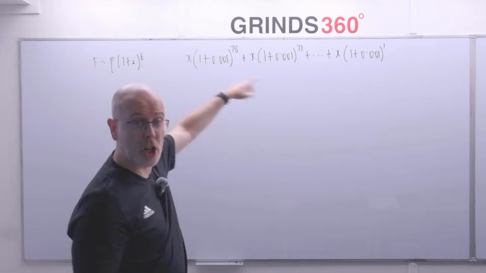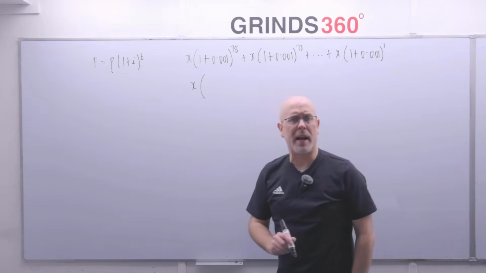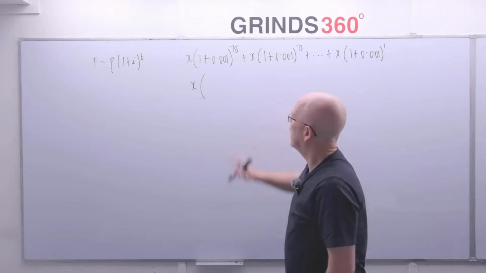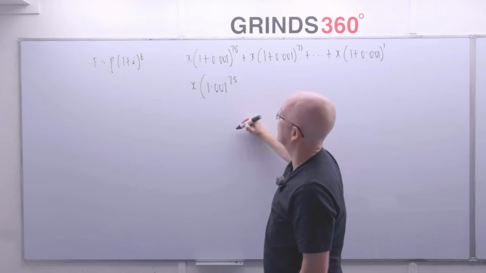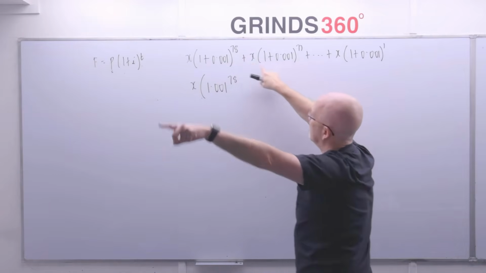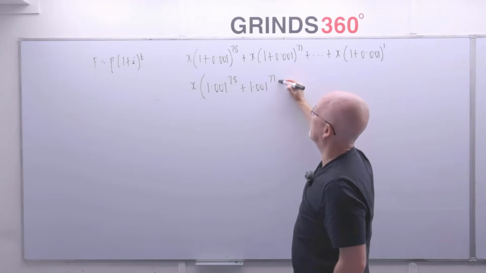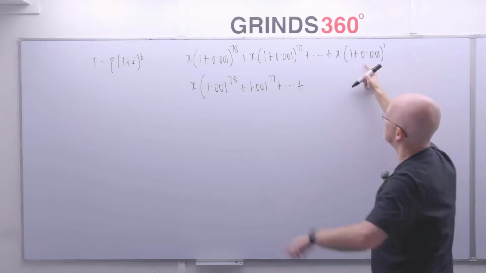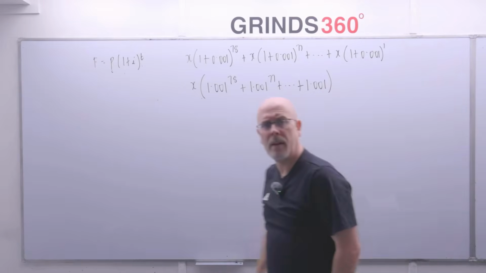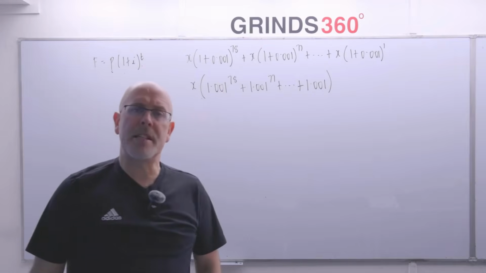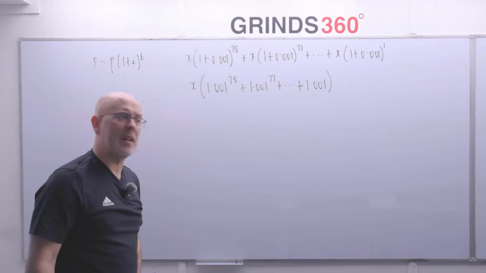x is common to every term there. Pull that outside a bracket, like that. Then I've got this number here, which is 1.001 to the power of 78. The x has gone outside a bracket, so I'm left with this number here, which is 1.001 to the power of 77, and so on. This guy here is just 1.001, like that. And add up the terms inside your bracket exactly the same way we did previously.